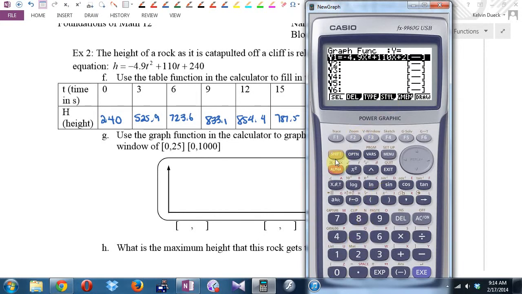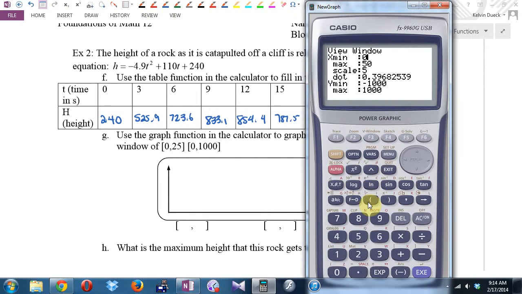And before I hit Draw, I need to change my view window. How do I change my view window? It's right there. It's Shift F3. It's in yellow right above F3. And I'm going to go from 0 to 25. Sure, I'll still go up by 5s. And I'm going to go from 0 to 1,000, and I'll go up by 50s. I think I'll be able to see that.